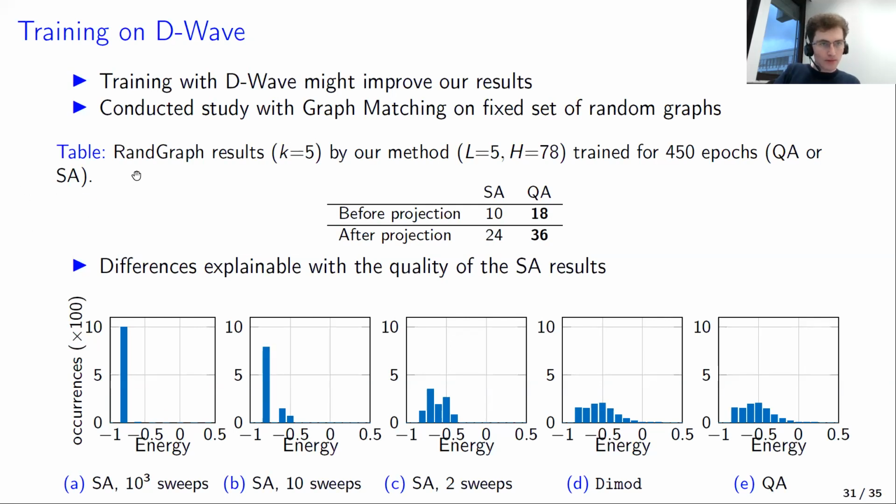We use this on the random graph data set where we just randomly uniformly sampled the distances of these graphs. And we also applied projection sometimes. So it's not guaranteed that we get as encoding a valid permutation, but one could always project onto the permutations. And as we see, we got even a little bit better results if we trained this on the D-Wave than with just the simulated annealing solver.